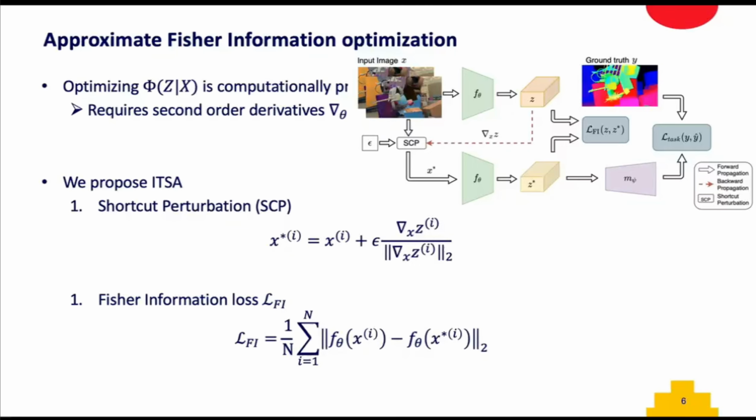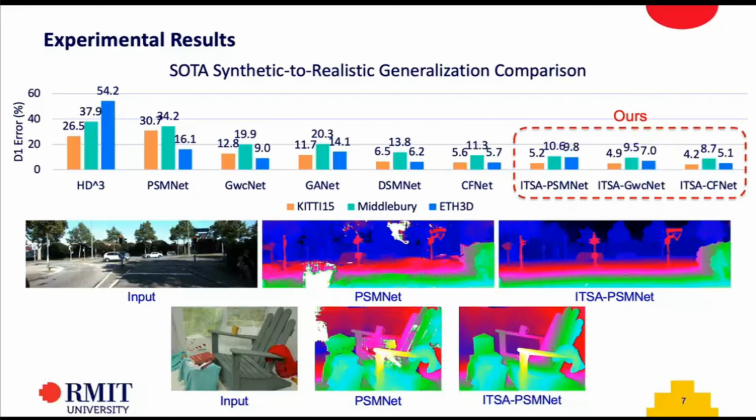SCP applies perturbation on input pixels based on the sensitivity measured using the gradient of the feature with respect to the input. Intuitively, pixels with large gradients are likely to include shortcuts as they can have significant impact in changing the extracted features. Then, the feature information loss is employed to promote the learning of consistent features given the original input X and the shortcut perturbed input X star, in the hope that the model will learn to ignore the shortcuts from the input and learn robust features.